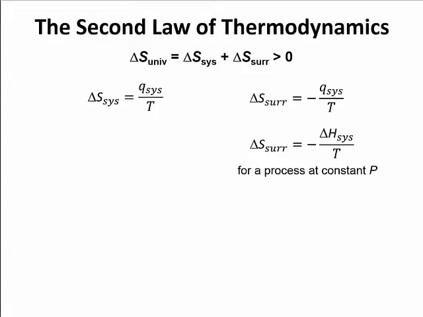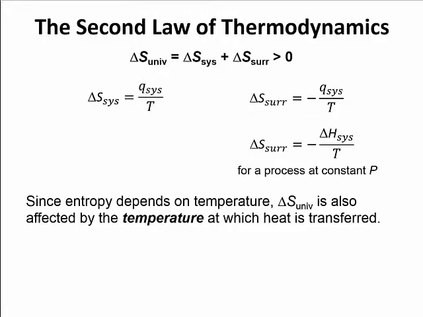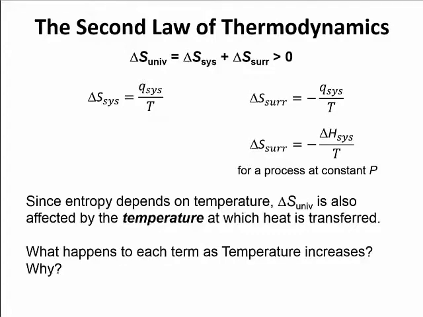Now, when I look at these equations, since entropy depends on temperature, delta S of the universe is also going to be affected by the temperature at which heat is transferred. So the Q's are that heat transferring back and forth between the system and the surroundings. T is the temperature at which this occurs. So if I look at each one of these terms, what's going to happen to each term as temperature increases?